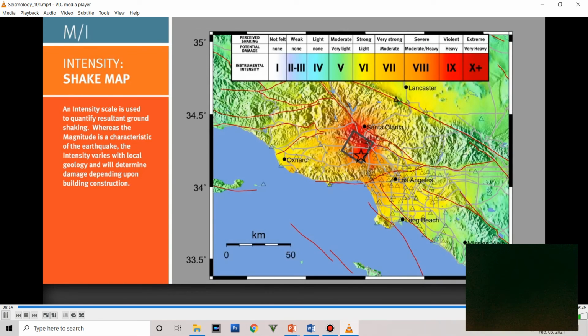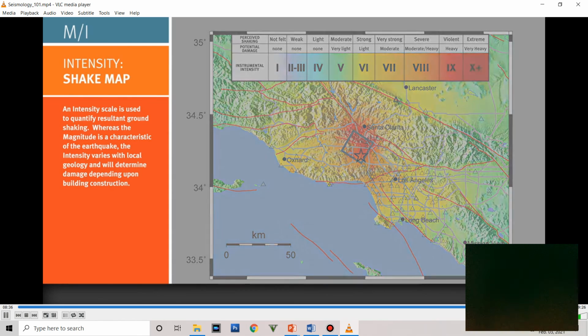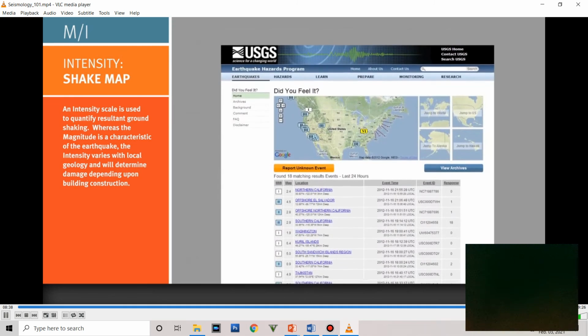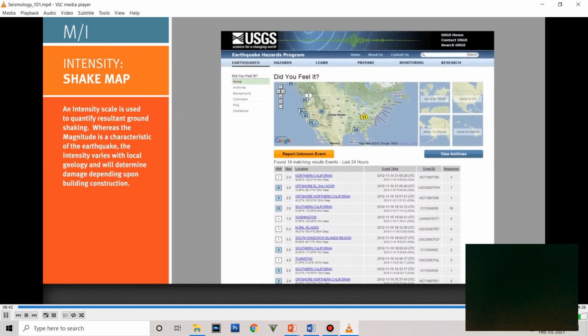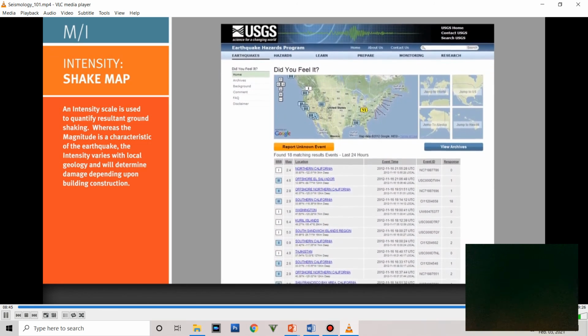This is the shake map for the magnitude 6.7 Northridge earthquake, which occurred on January 17, 1994. The areas that experienced strongest shaking are in warm colors like red, versus areas of mild shaking in cooler colors like blue and green. Ground shaking recorded by seismic sensors is used to make the shake map. We can also make subjective intensity maps based on reports from local people from each area through online resources like the Did You Feel It USGS webpage.